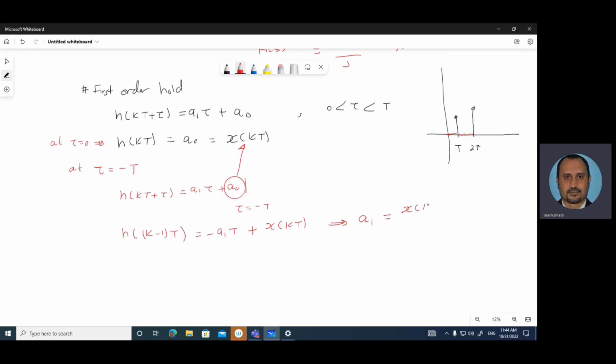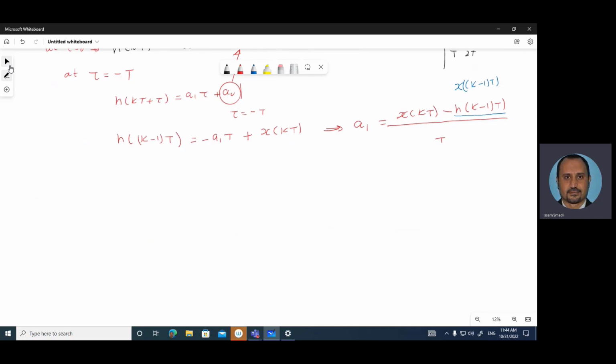Minus h of k minus 1 t plus x of kt. So x of kt, I will rearrange it, minus h of k minus 1 t, over 2. Now, this h of k minus 1 t, is it equal to x of k minus 1 t? Yes, because it's the previous step. Good. So now here I know a0 and I know a1.